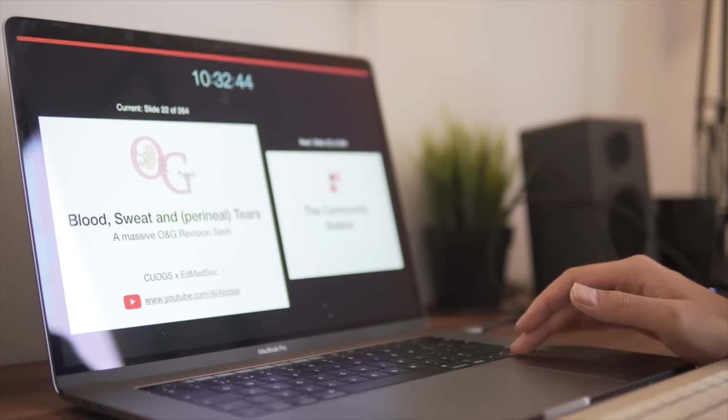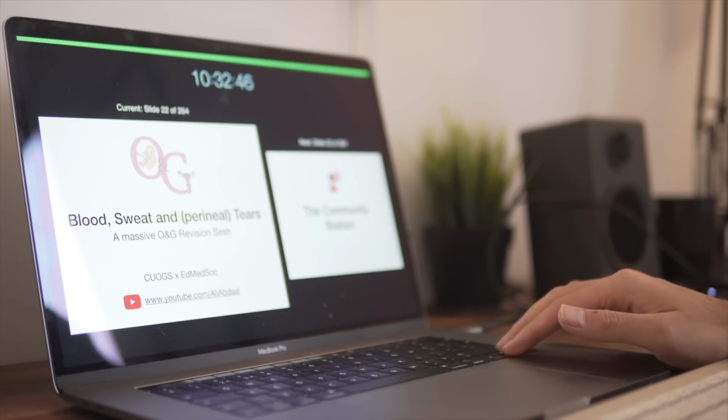What about presentations? Presentations are really common. Depending on what sort of degree you're doing, what sort of school you're at, chances are you're going to have to do some kind of PowerPoint or Keynote presentation at some point.